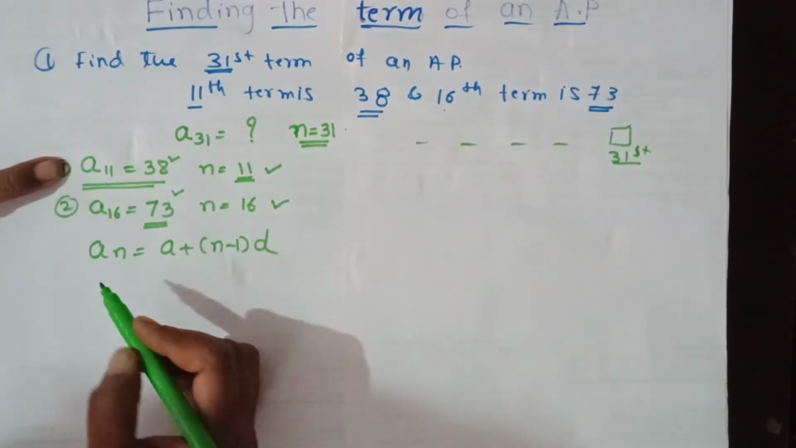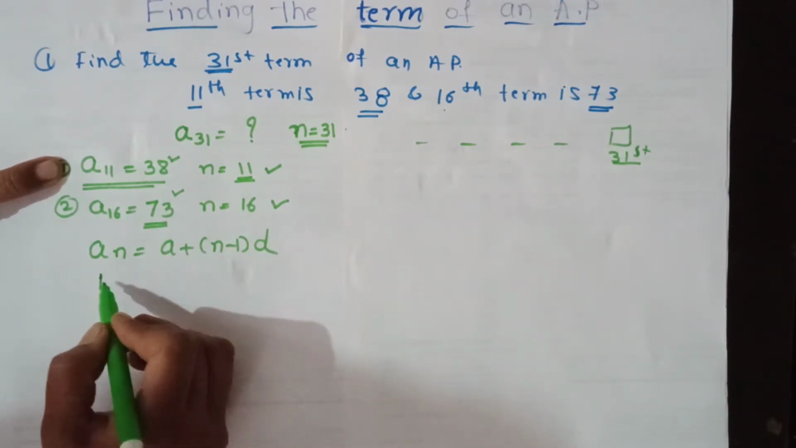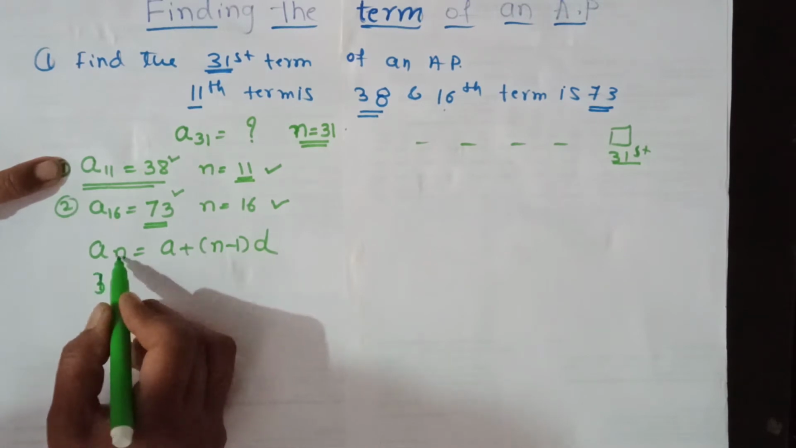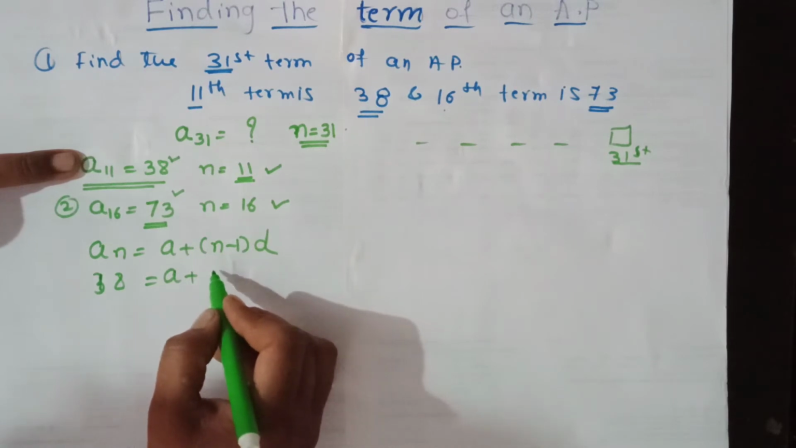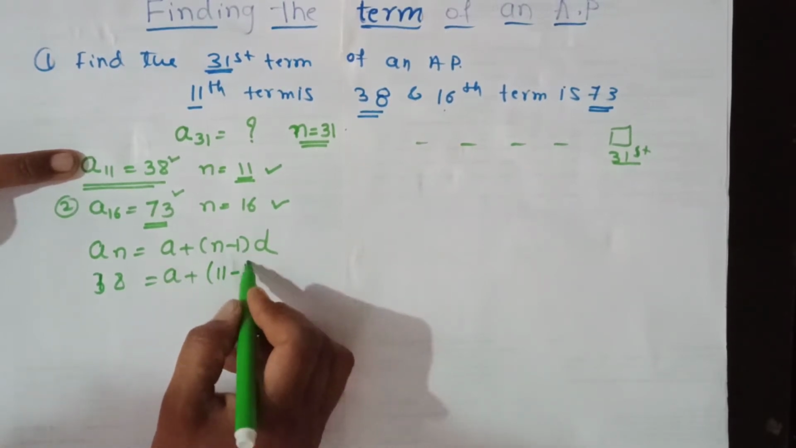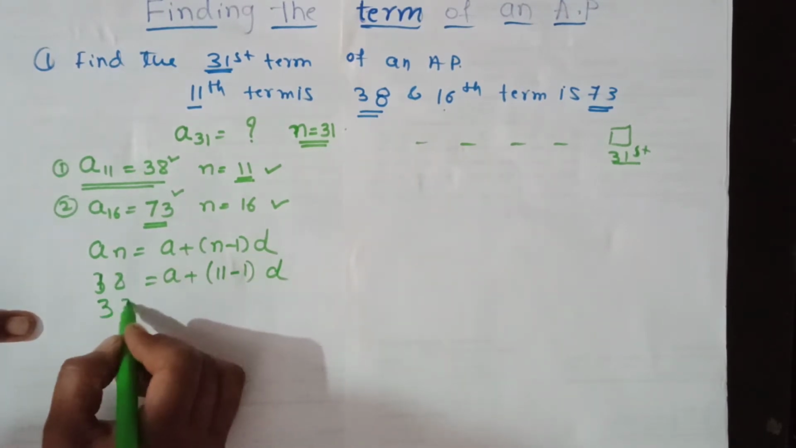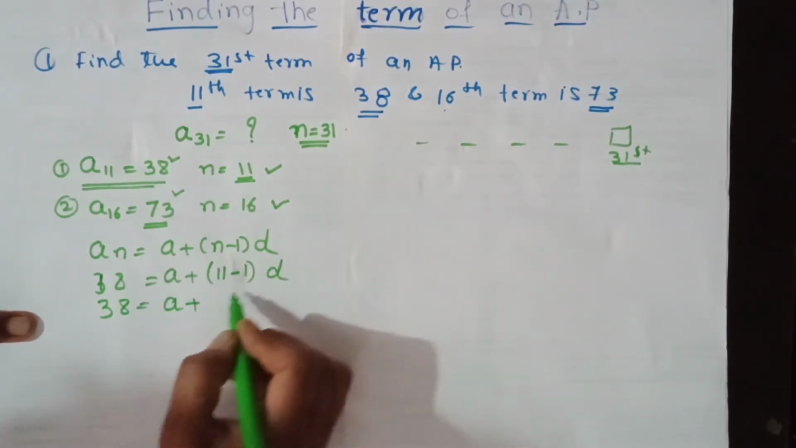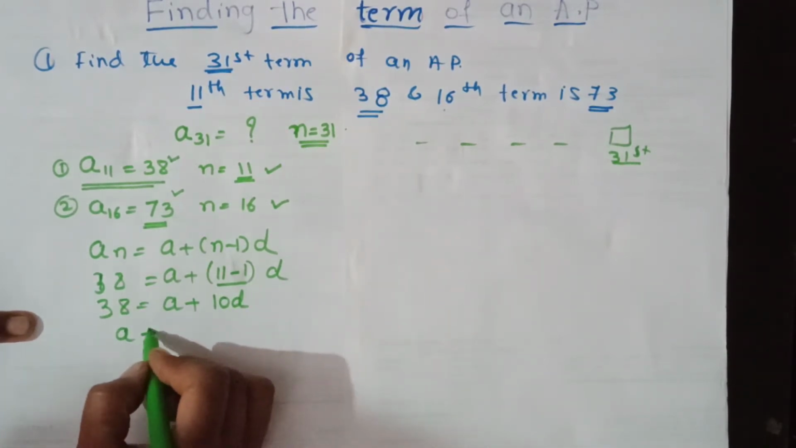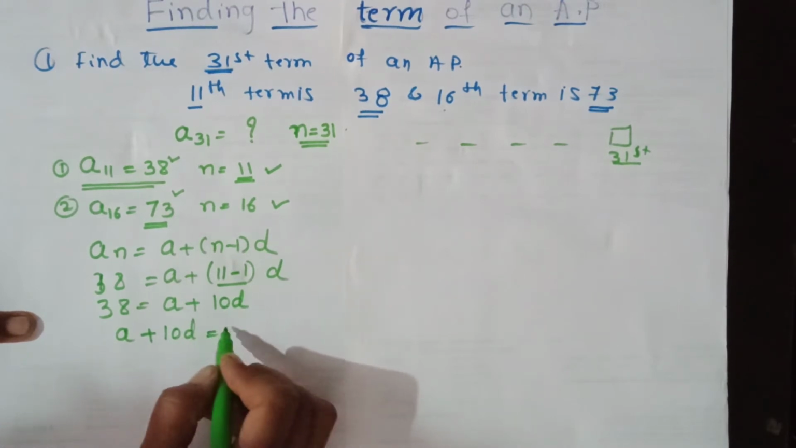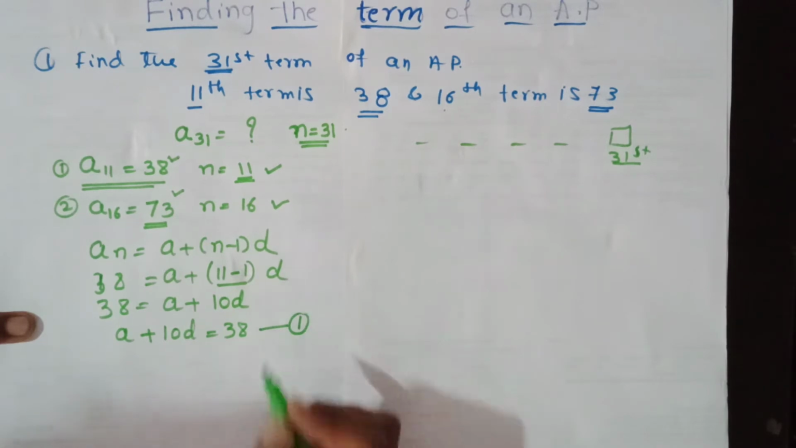First I am considering A11. A11 is 38, so AN is 38, and here N is 11. A I don't know. Since N is 11, I am writing 11 minus 1 in our formula. The difference I don't know, so I am going to keep it as it is. So 38 is equal to A plus 11 minus 1, which is 10D. I am writing this as A plus 10D is equal to 38, and for our convenience I am going to call it equation 1.